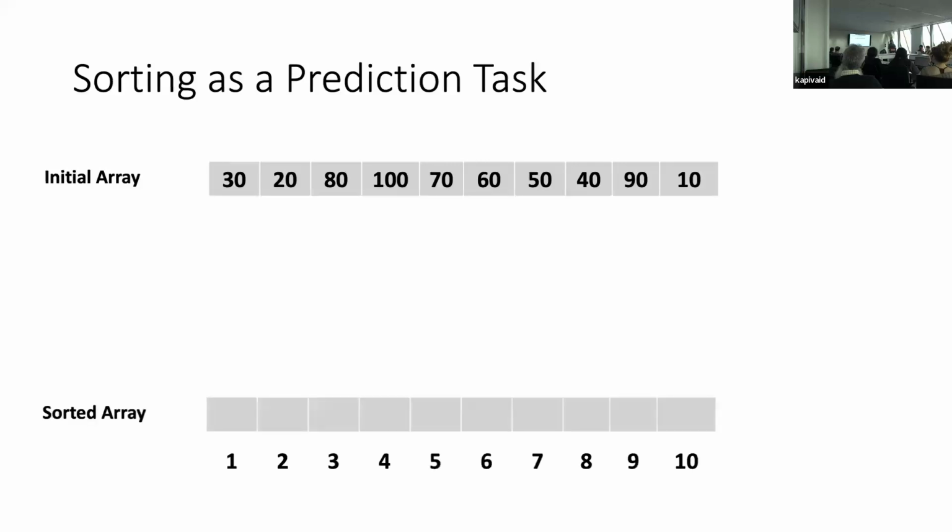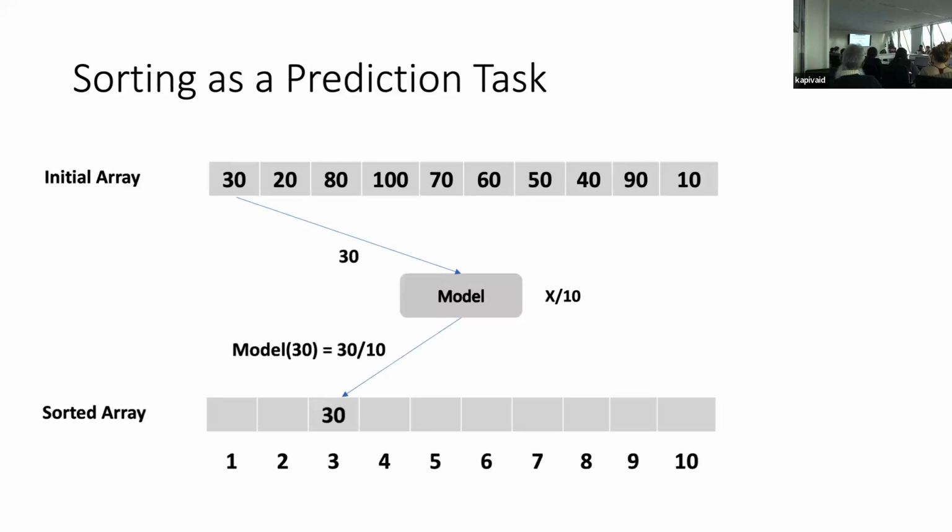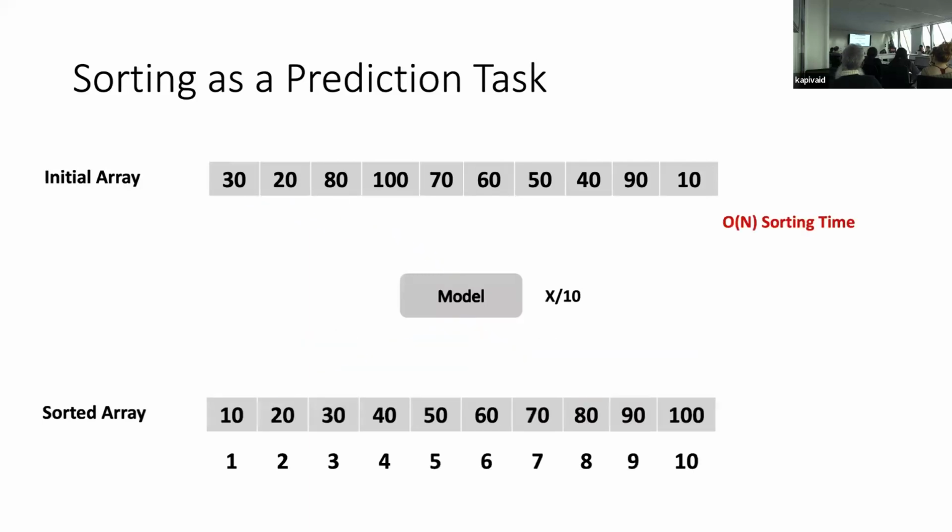Now, if we have a model that can accurately learn this mapping, what we can do is simply scan this initial array and place keys into their respective positions and basically get a sorted array. Now, if we have a perfect model, we can sort the array in O(n) time. And for this particular example, the perfect model was quite simple, e^x/n.